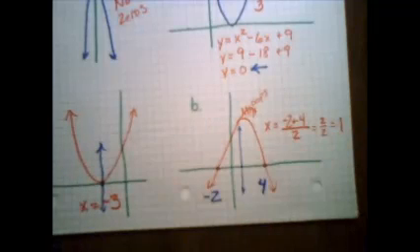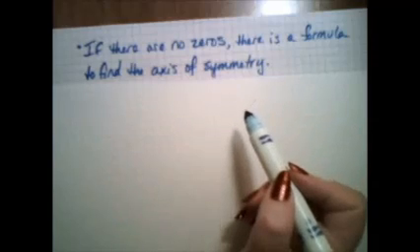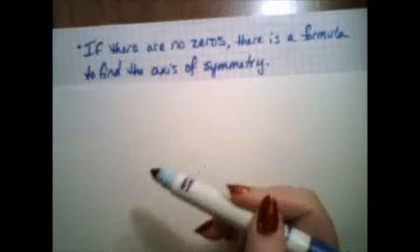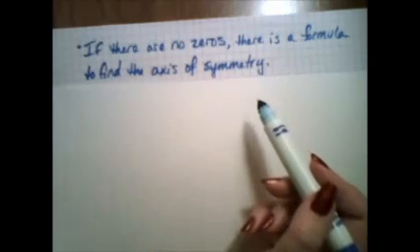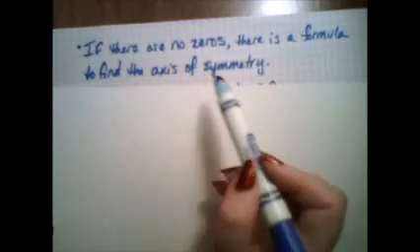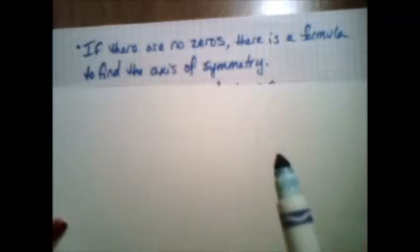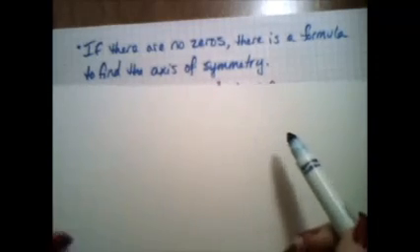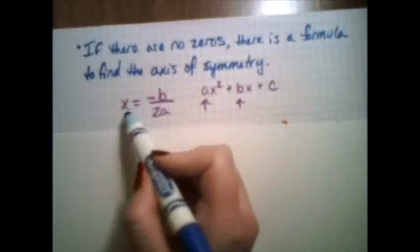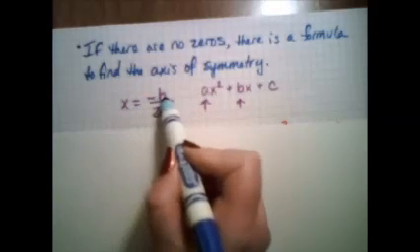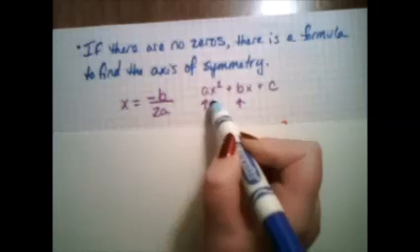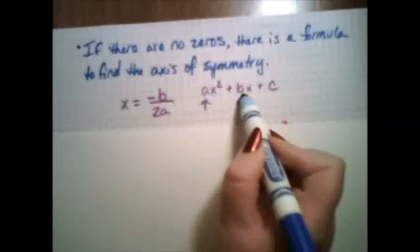Okay? If there are no zeros, there's actually a formula you can use to find the axis of symmetry. And this is actually a great formula because it's the quick way to find a vertex as well. We're going to look for x equals -b over 2a. So we're looking at this a and this b.